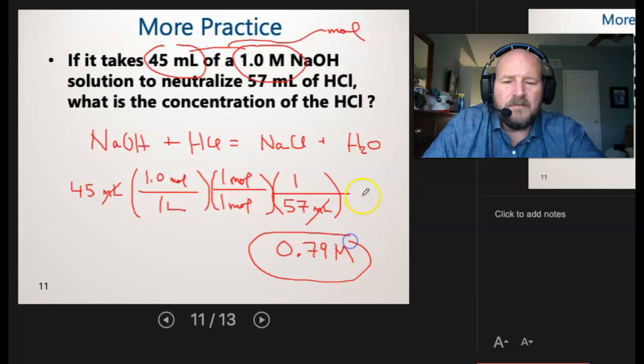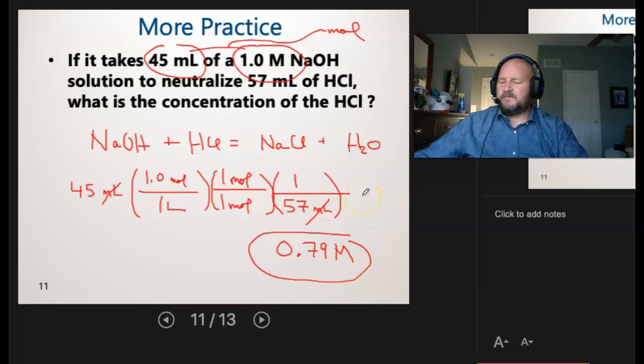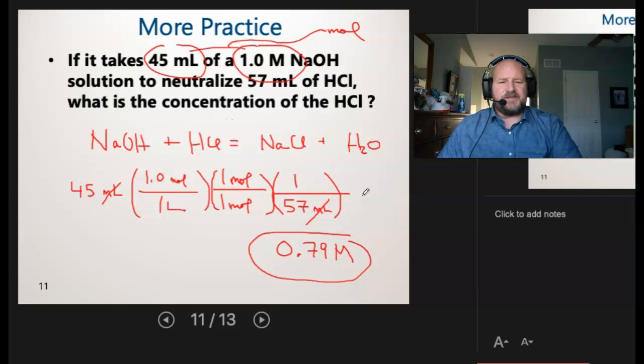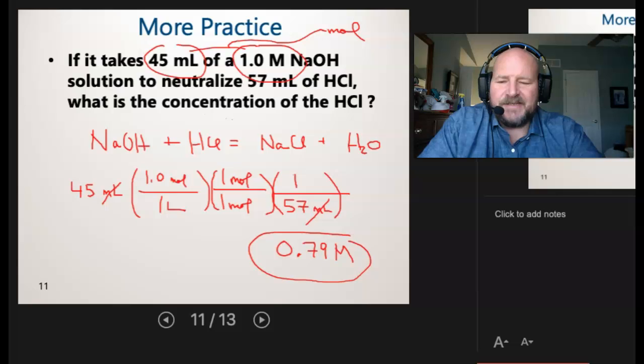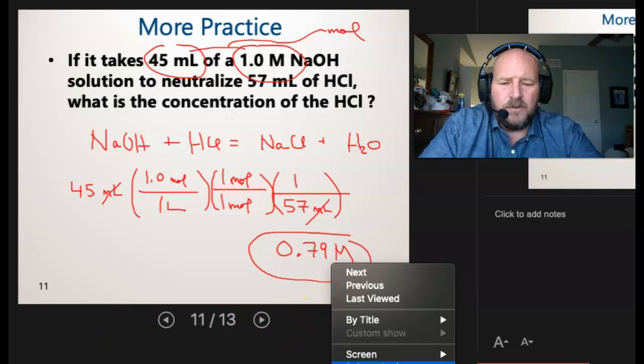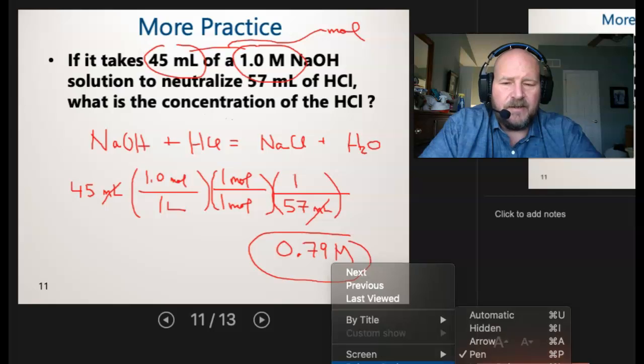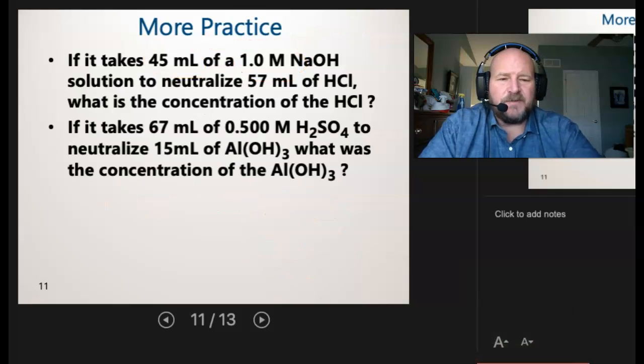All right. So hopefully not too bad. Very much just like doing the solution stuff we did in the previous chapter, except now it's a neutralization reaction, and it's going to be an acid and a base. All right. Let's make that go away, and we'll do another practice problem.